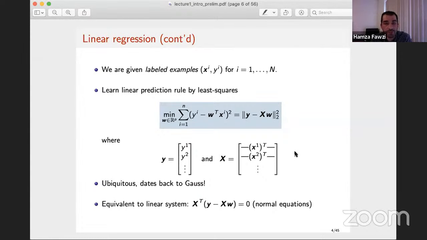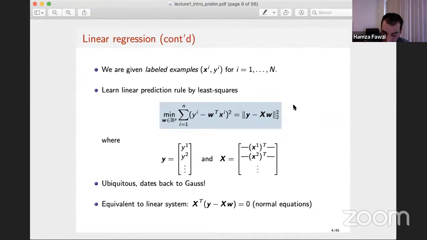Okay, so linear regression is something that is very old. I mean, it dates back to Gauss. And this problem has been extremely well studied. In fact, the solution of such an optimization problem is equivalent to solving a linear system, called the normal equations. If you differentiate, the gradient of this function is just a linear function, which is given here. And so we have very good ways to solve such a problem.